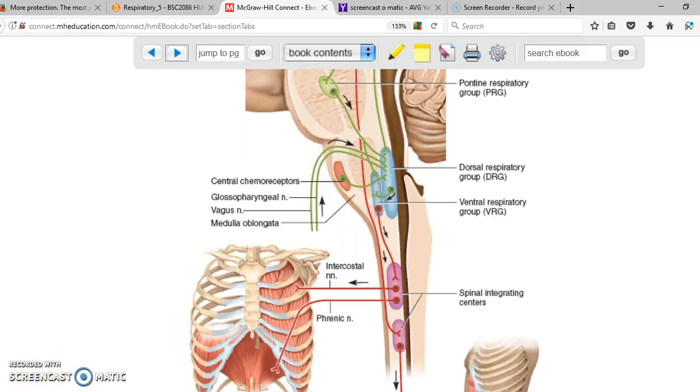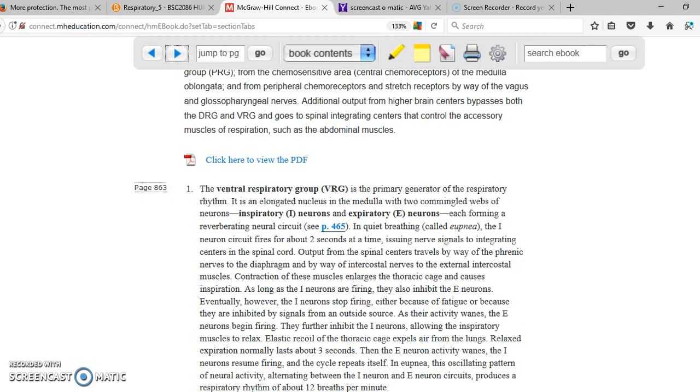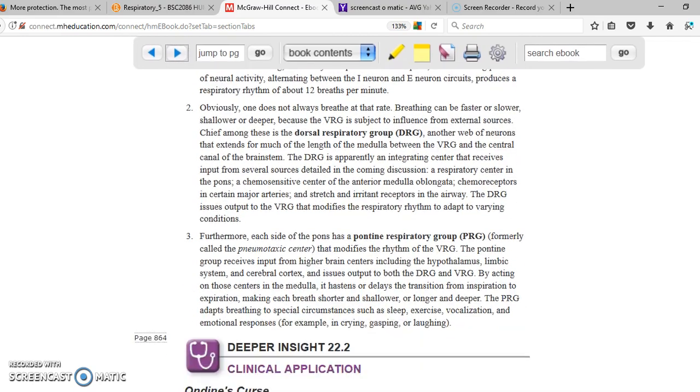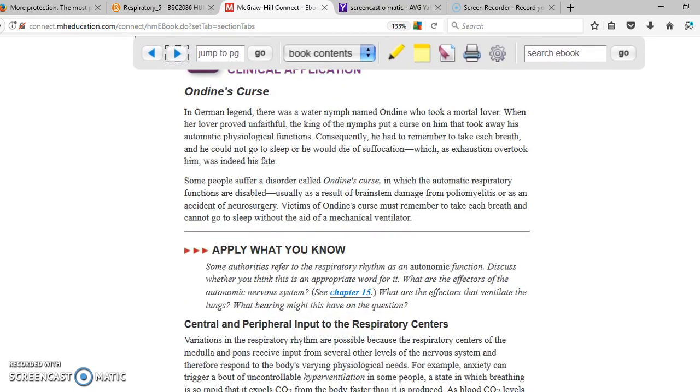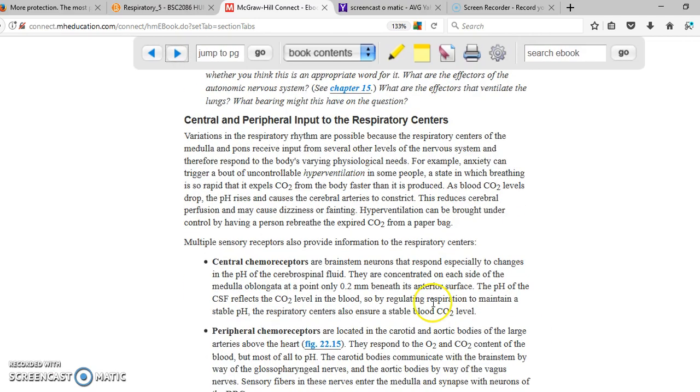Okay, let's keep scrolling down, and right there you have the same information that I just mentioned. We have 3 respiratory centers in the brain stem: ventral respiratory group, dorsal respiratory group, and pontine respiratory group. I already explained that. Central and peripheral input. Remember I told you that these centers are going to modify the way we breathe according to the changes that are necessary due to changes in pH or carbon dioxide, etc. Because of that, we have central chemoreceptors. Remember I told you these are changes that may happen in the cerebrospinal fluid. Peripheral chemoreceptors, as I was telling you, this is what we have in the blood vessels.